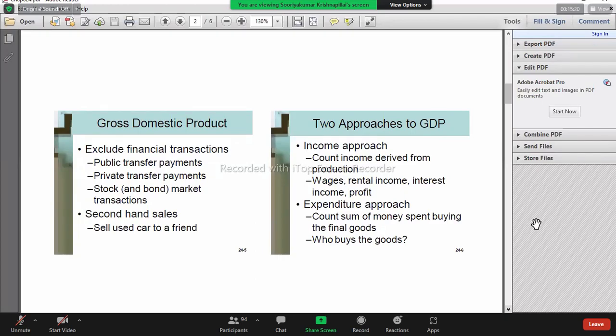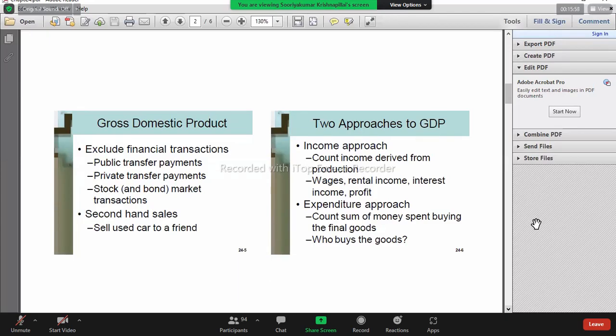And second-hand sale. If you buy an old car or any second-hand item, that money transaction is not producing any new product. So that is also not considered or included in the GDP calculation. Only a transaction involved in new production is considered to calculate the GDP.